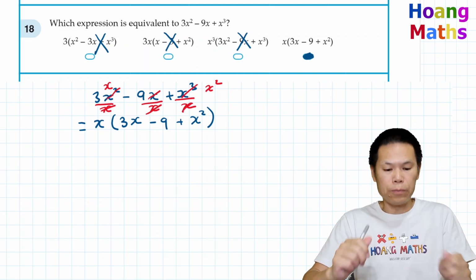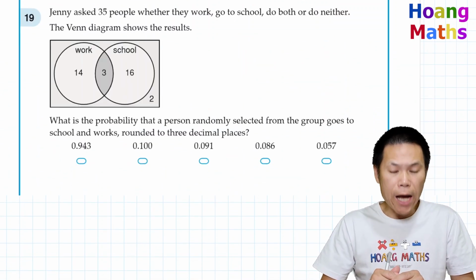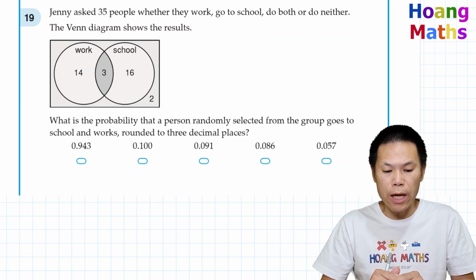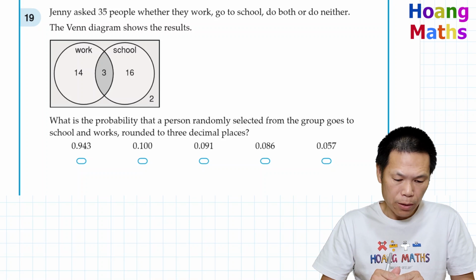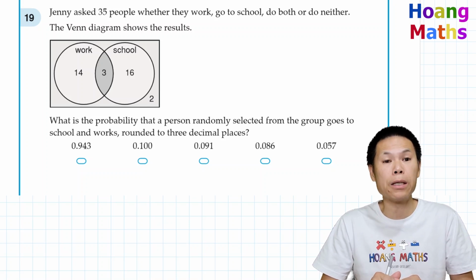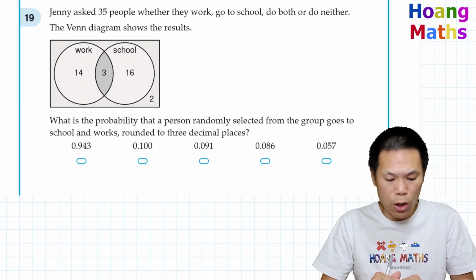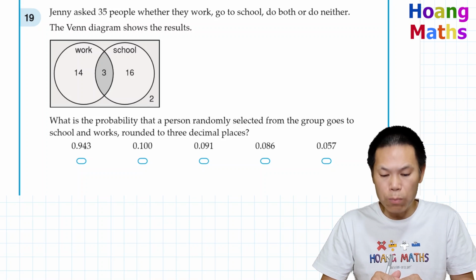So there you go. Question number 19. Jenny asked 35 people whether they work, go to school, do both or neither. The Venn diagram shows the results. What is the probability that a person randomly selected from the group goes to school and works? Round to 3 decimal places.